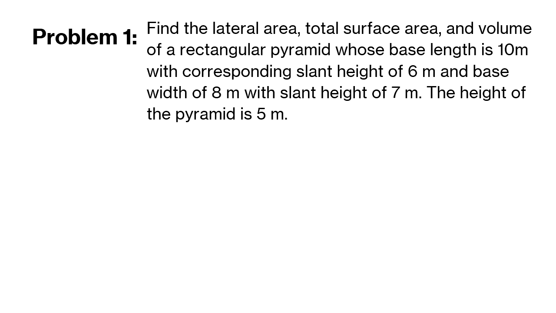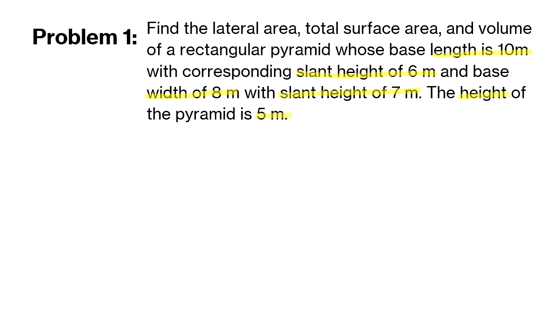Find the lateral area, total surface area, and volume of a rectangular pyramid whose base length is 10 meters with corresponding slant height of 6 meters and base width of 8 meters with slant height of 7 meters. And the height of the pyramid is 5 meters.